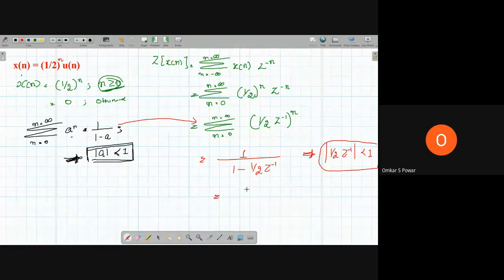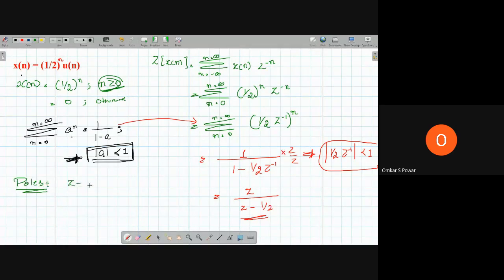So how can we further simplify this one? I will multiply and divide numerator and denominator by z. So what will we get? Z by z minus half. So in order to get the pole, what do I have to do? I have to equate the denominator to 0. So let me write the poles for you.